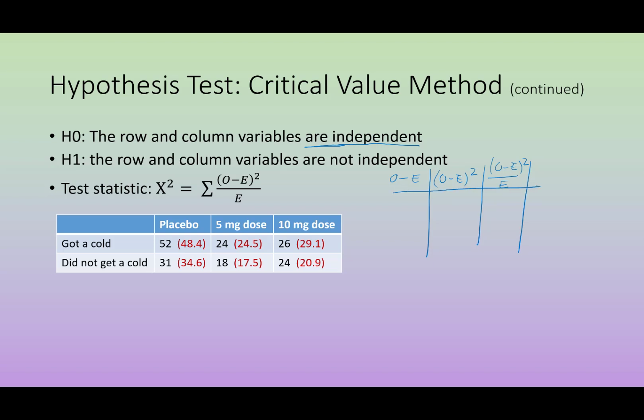Now here you're going to have to make sure that you stay very organized and keep track of which values go with each cell. So I'm going to start with the 52. I'm just going to jot that down off to the side there.